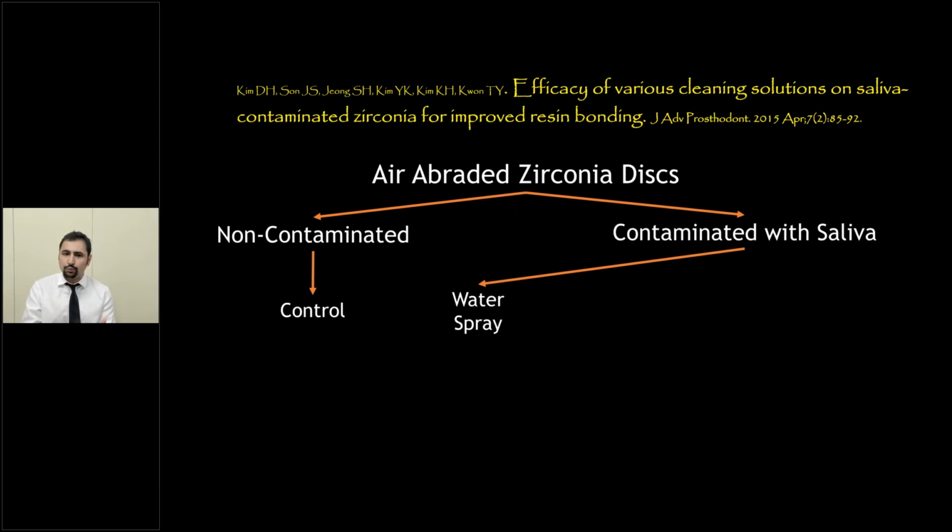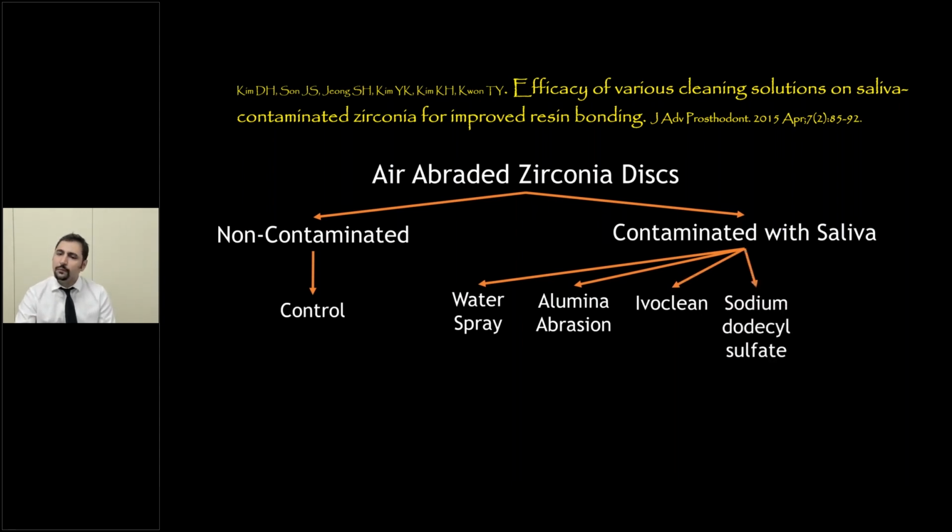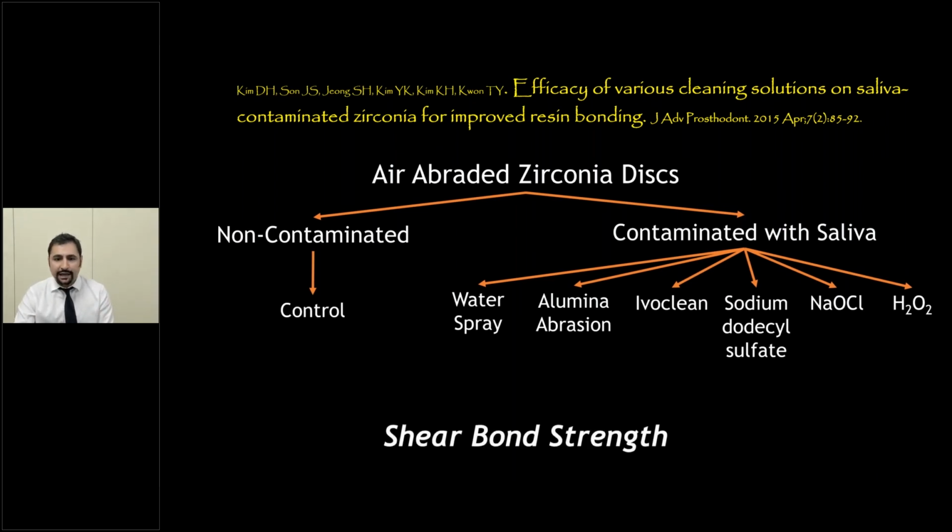In the first group they just used water spray. They water sprayed it for a specific amount of time in order to clean it. Second group, they air abraded it again with aluminum particles. Third group, they used IvoClean, a solution, to clean it. Fourth and other groups, they used different solutions in order to see what chemical solution can help bond better to the surface. And then after that, they measured the shear bond strength, how well that resin was bonded to the zirconia surface. Let's see what they observed.